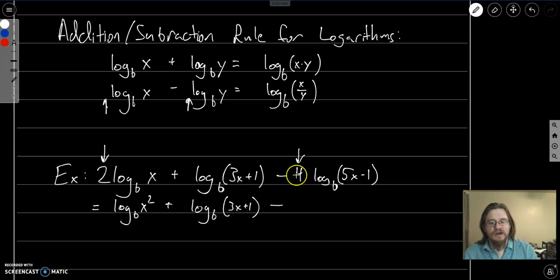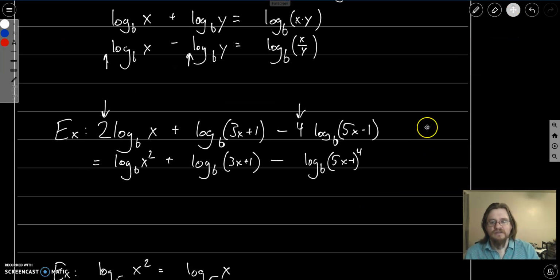And then this one, I'm going to move the 4 back up as an exponent. So it's going to be log base b of 5x minus 1 to the 4th power. So far, so good. And then now I get to combine all these. So again, we're adding these logarithms, so we get to multiply what's inside of them. And then we're subtracting the last one, so we will divide by that last one.